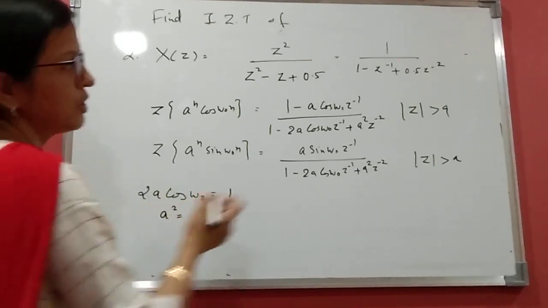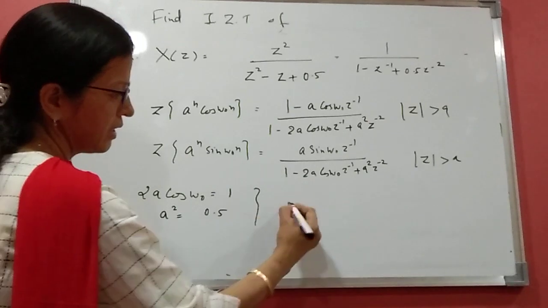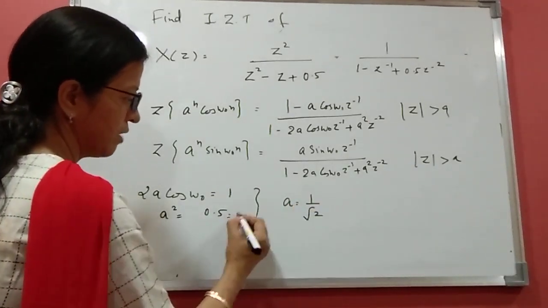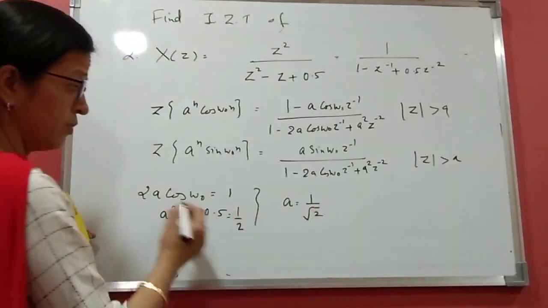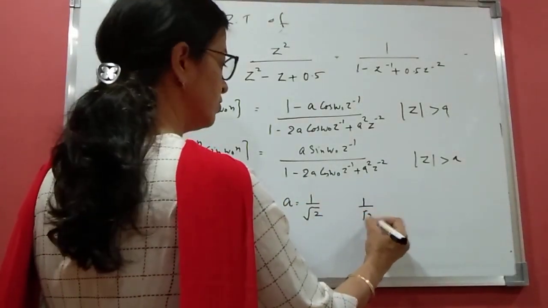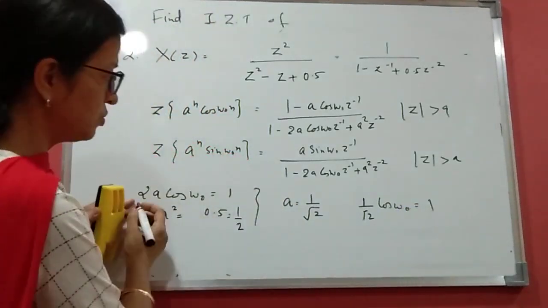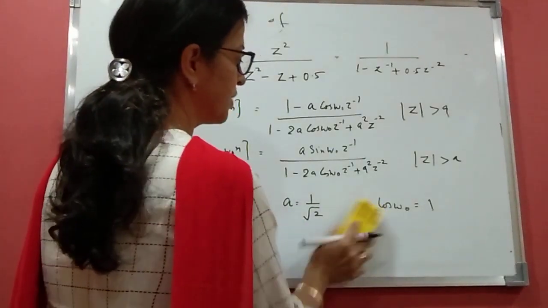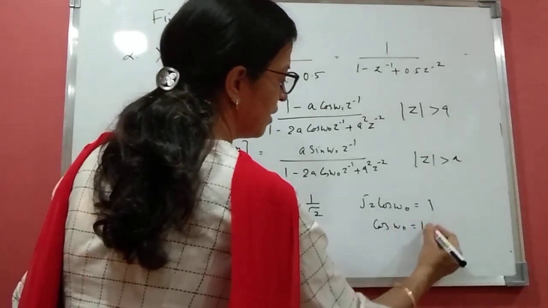Whenever you get imaginary roots, compare the denominator with this form. If you compare this, what you are getting is a equals 1 by root 2, because a square is 0.5, which is nothing but half, so a is 1 by root 2. If you put the value of a as 1 by root 2, you get 2 into 1 by root 2 cos omega naught equals 1. So you will get root 2 cos omega naught as 1. So cos omega naught is 1 by root 2.